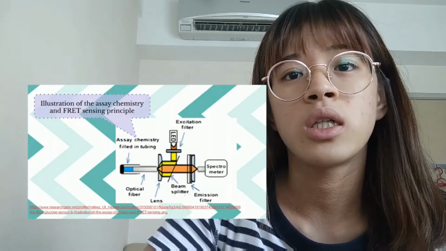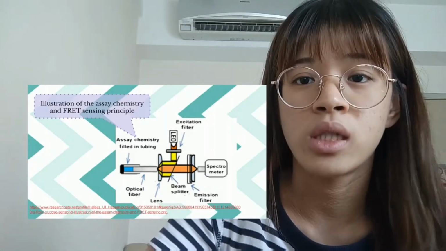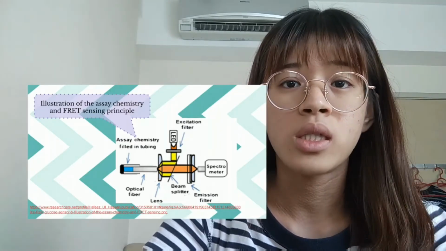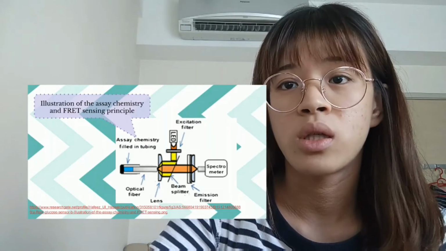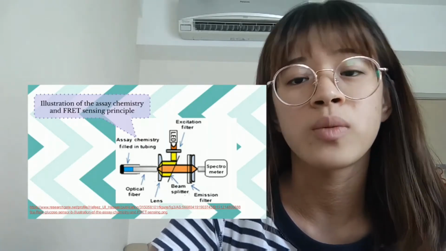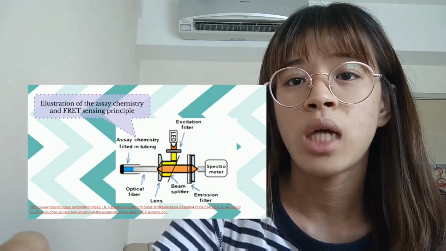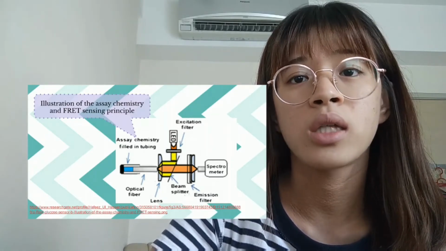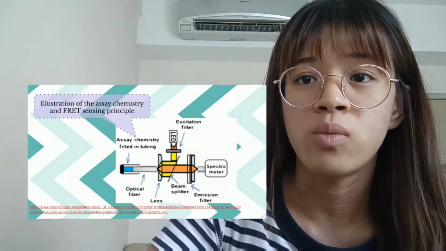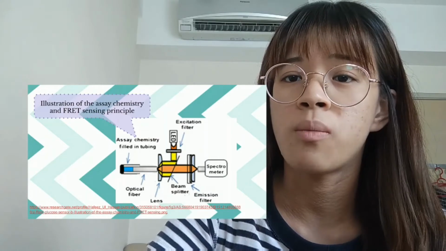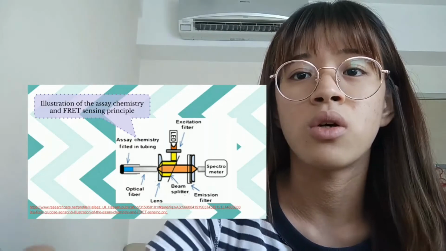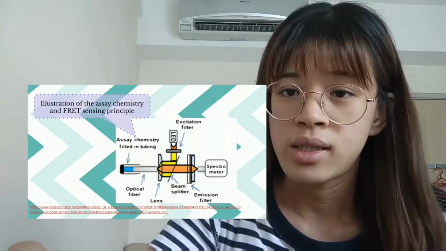This sensor is characterized by an epifluorescence setup with an optical fiber spectrometer. In this setup, the light from the LED source with the central wavelength of 590 nanometers passes through a 50 nanometer excitation filter centered at 560 nanometers, and then through a beam splitter, and finally is coupled to the fiber by the lens in order to excite the assay chemistry.